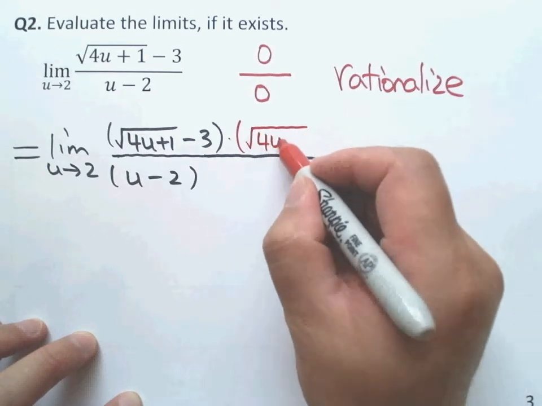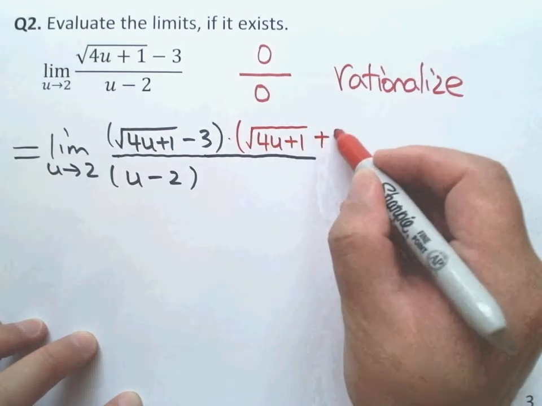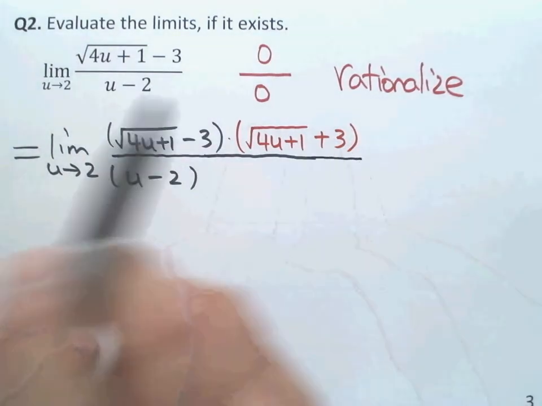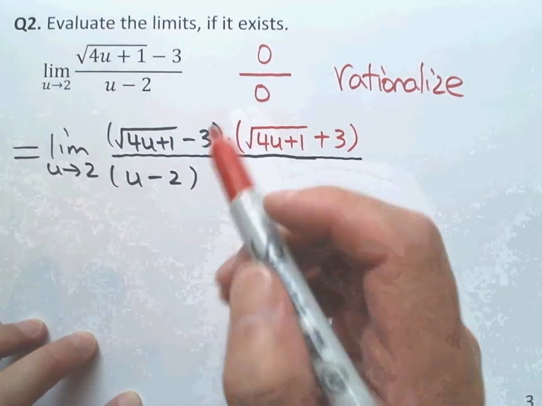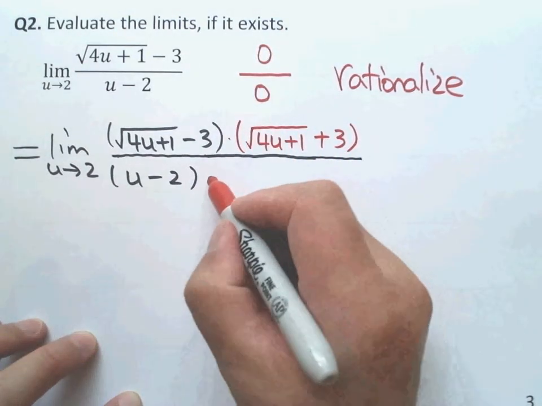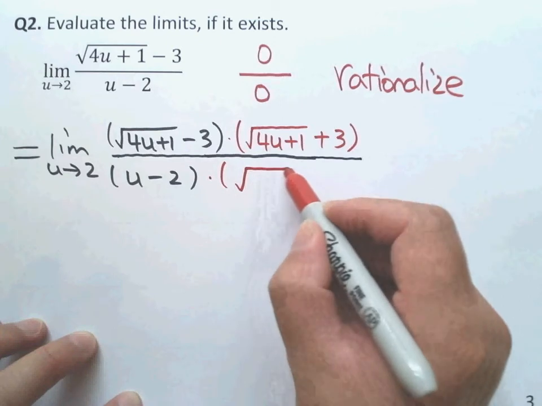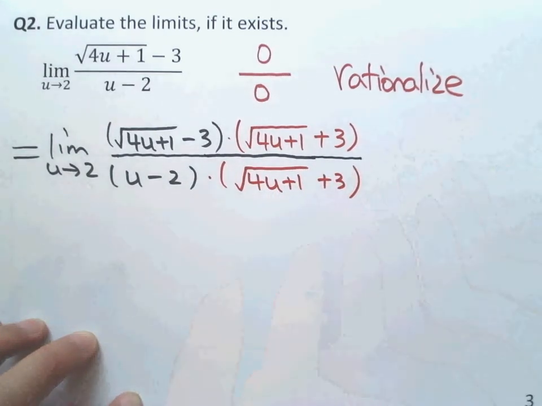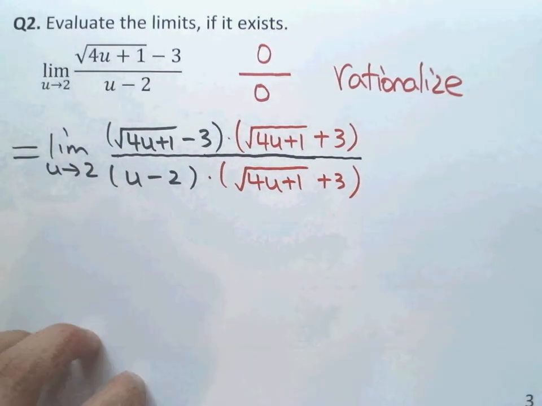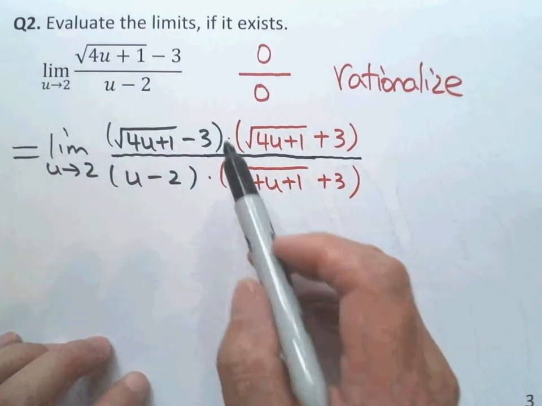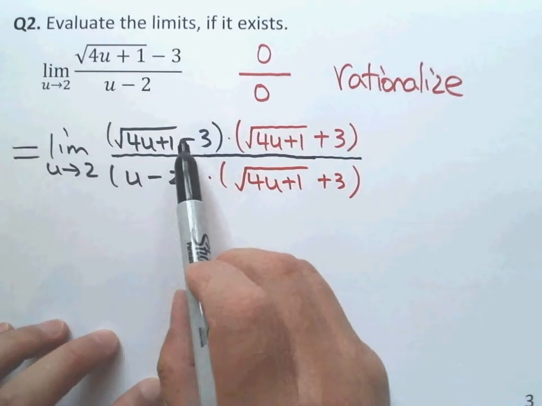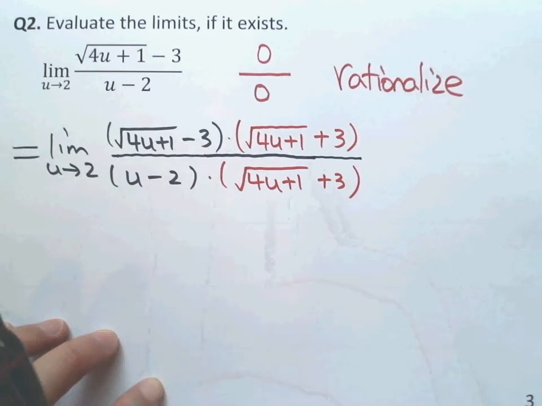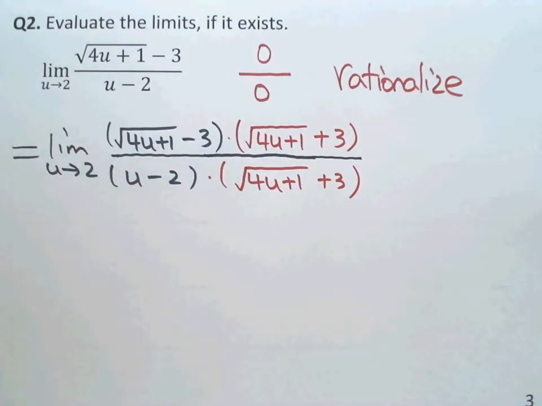If someone remembers, the conjugate is what? Here it is plus 3, right? This is the conjugate. Okay, that's the conjugate. So you times the number to the numerator, and times the same number to the denominator: the square root of 4u plus 1 plus 3. See, and this we call rationalizing. Okay, why is this rationalizing the numerator? Because now we can simplify the numerator.